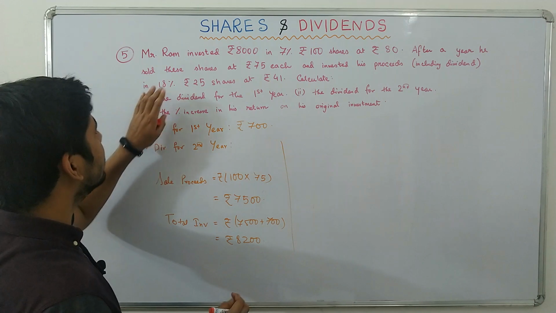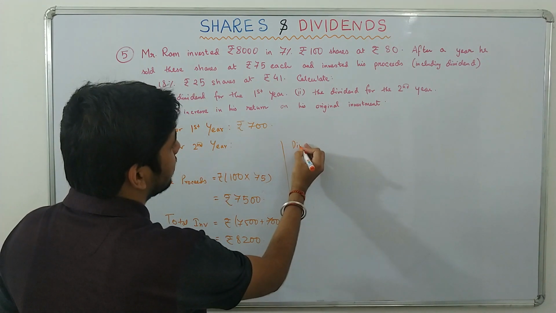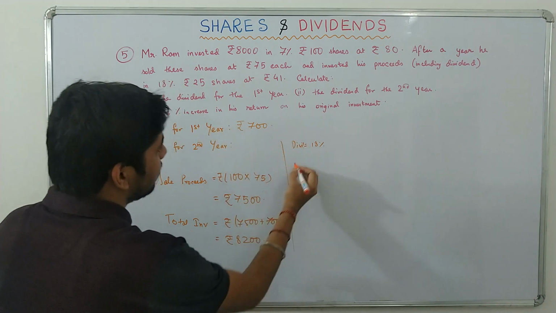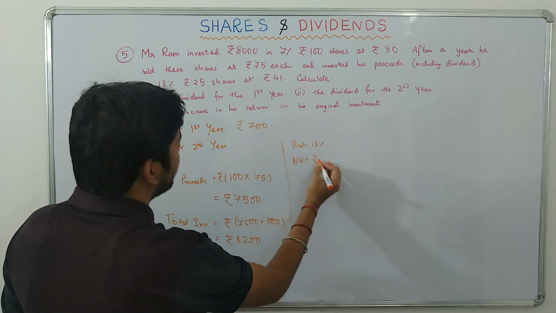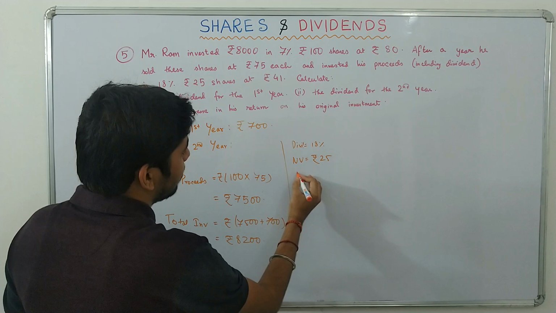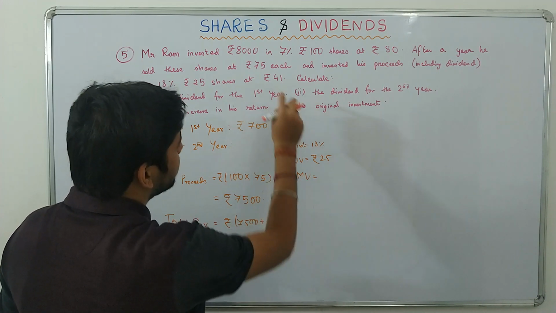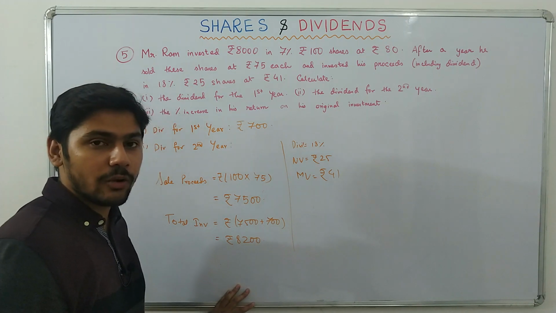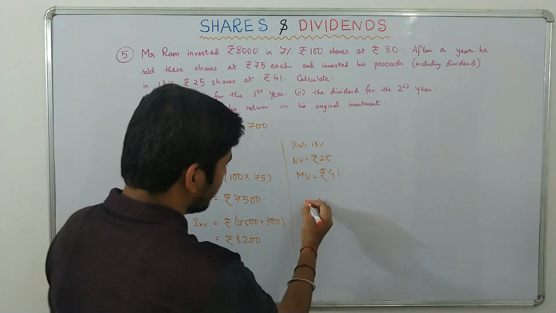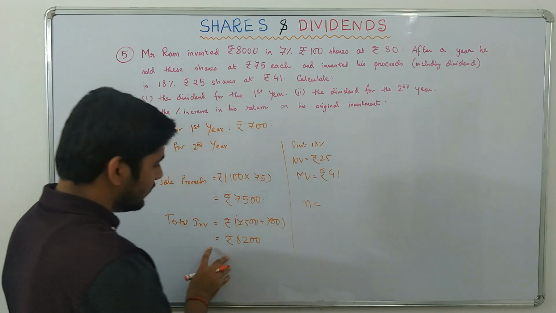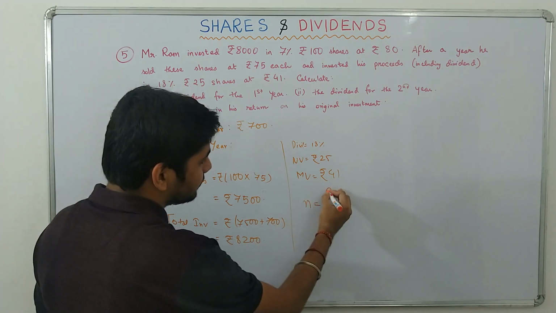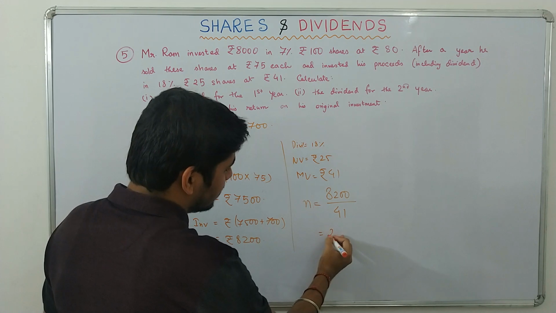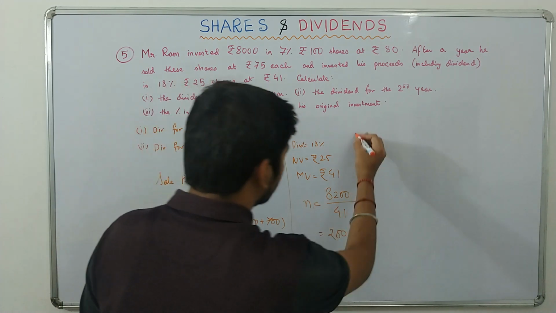Now we have the total investment. Then we can see over here that the dividend percent is 18%. The nominal value is rupees 25 and the market value is rupees 41. So first we need to calculate the number of shares that he bought. So N will be equal to the total investment 8200 divided by the market value, which is 41. So this will equal 200 shares.